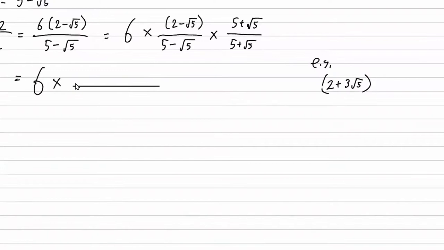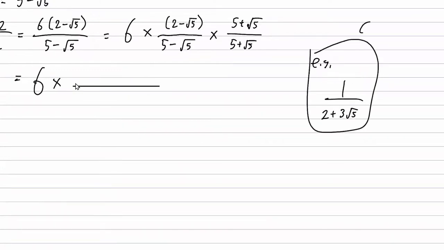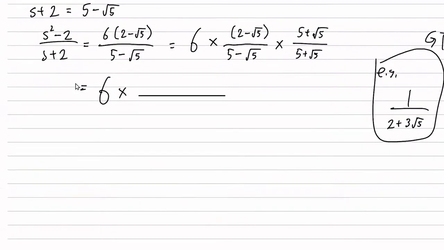1 over... Okay, try and rationalize this one. Okay, to go through later. Okay, carry on. So now the denominator: a minus b, a plus b, a squared minus b squared. 5 squared, 25. Root 5 squared, 5. So minus away 5, that's 20. Then the numerator, no choice, multiply. 2 times 5, 2 times root 5.